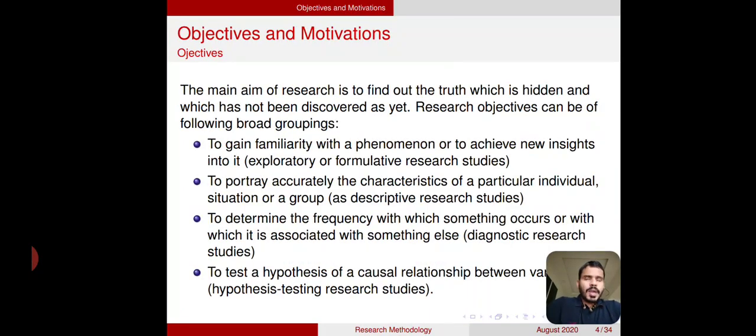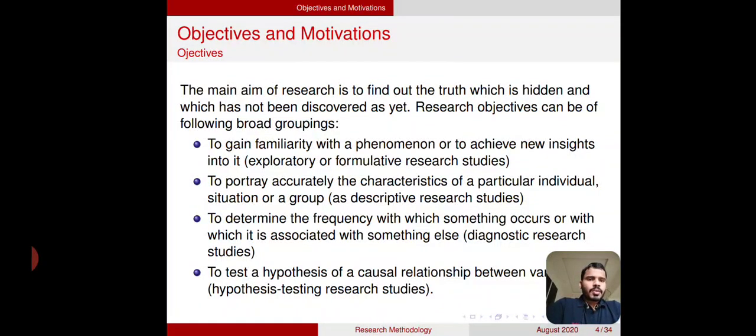So what are the main objectives of a research? The main aim of a research is to find out the truth which is hidden, which has not been discovered as yet. Actually, the truth is there, but we have not discovered it so far. So that is the main aim. The research objectives can be categorized into these broad groupings. To gain familiarity with a phenomenon or to achieve a new insight into it: exploratory or formulative research studies.